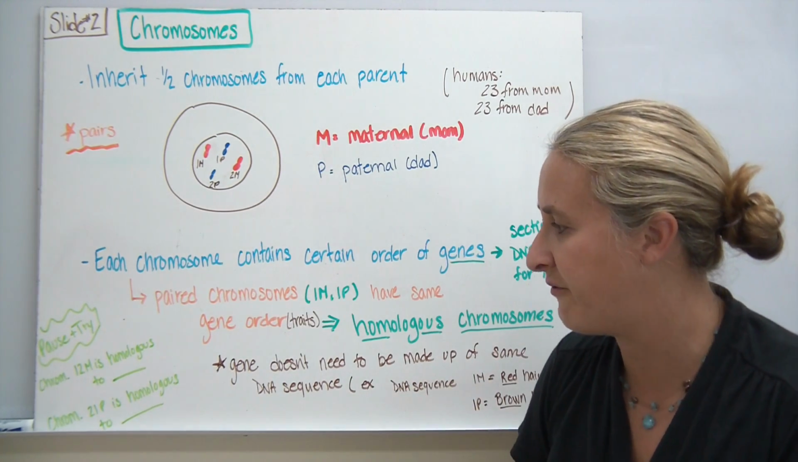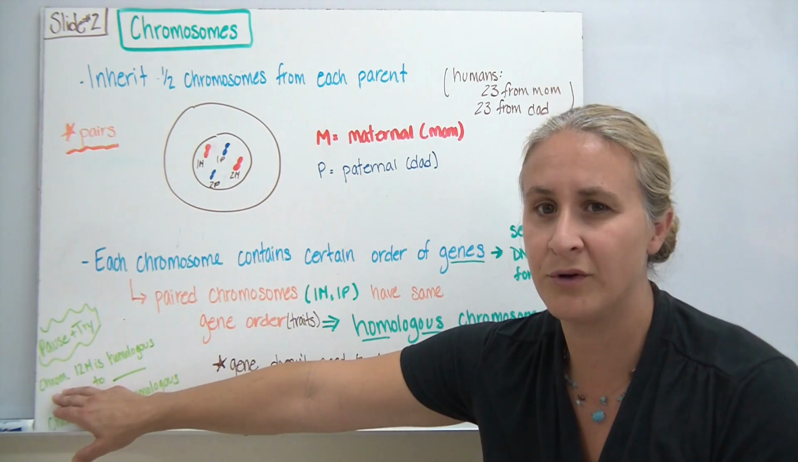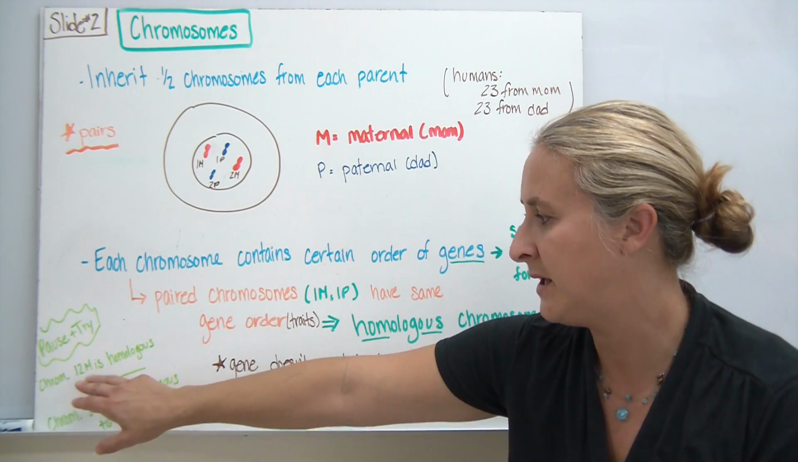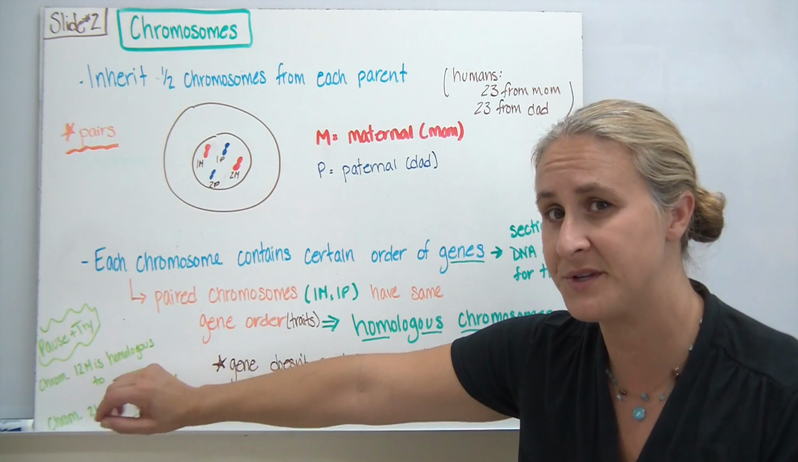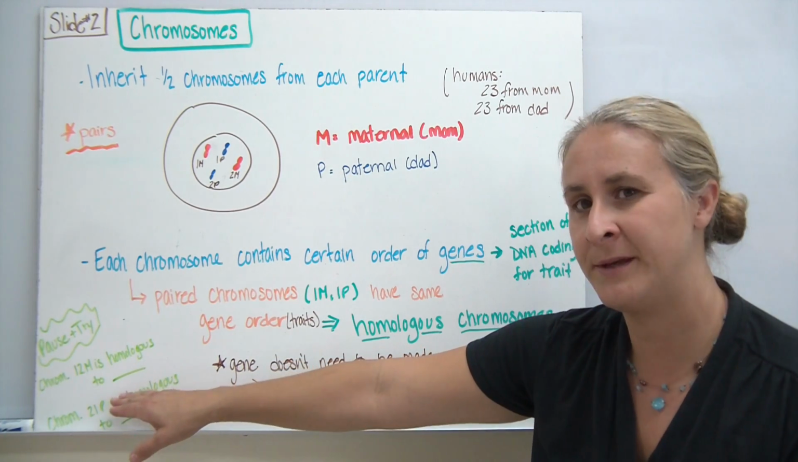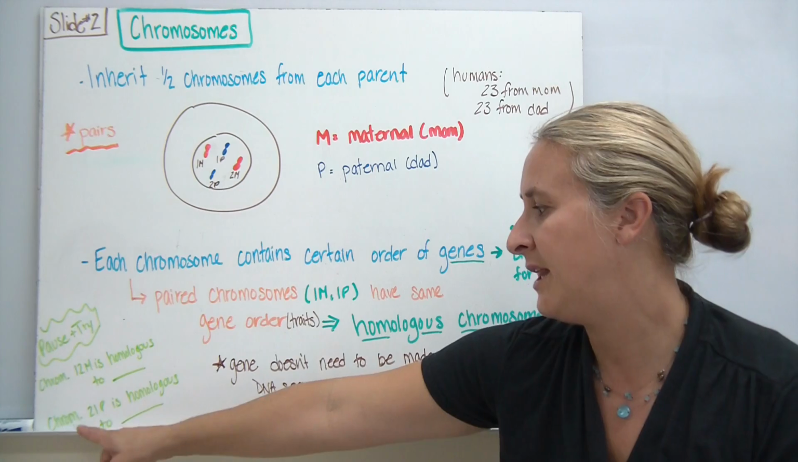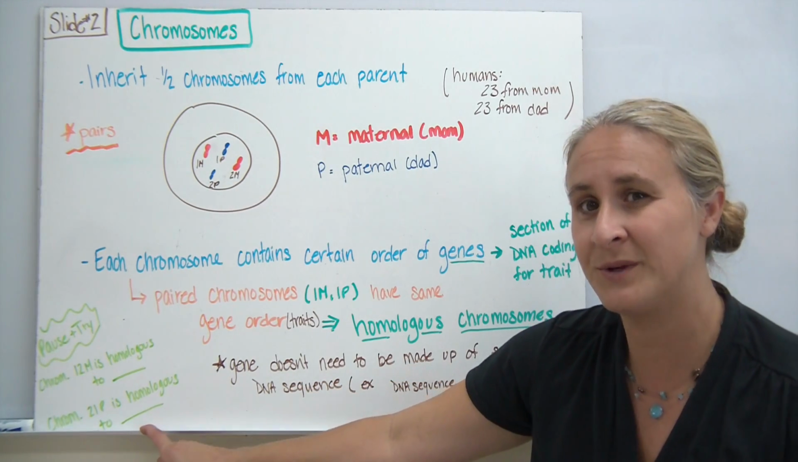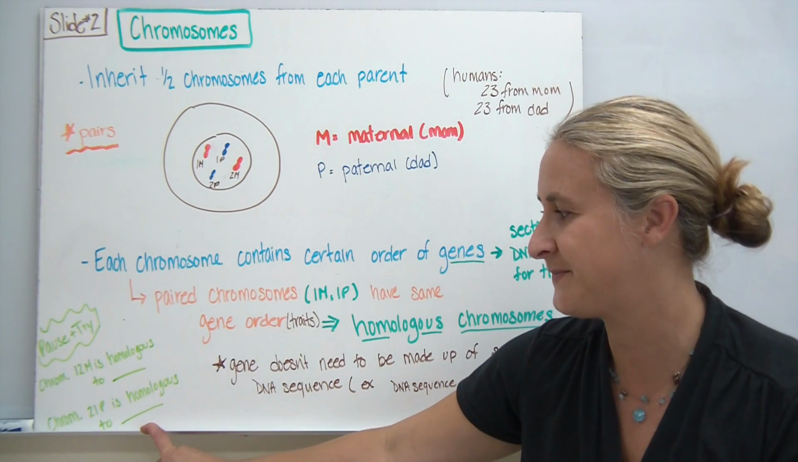I'd like you to pause and try for a minute. If you think about the fact that chromosome number 12M came from the mother, chromosome number 12, which chromosome would that be homologous to? And then chromosome 21P, what is that homologous to?